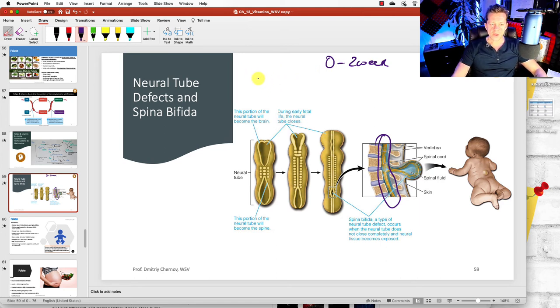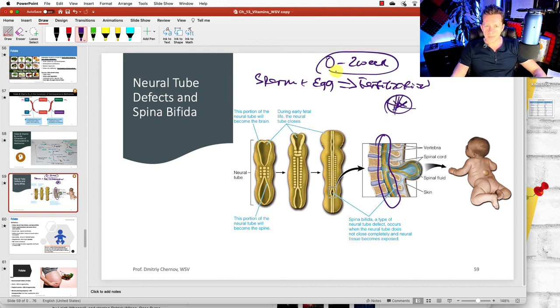fertilization, fusion, right? So let's say sperm plus egg, right? Leads to fertilization. And after the fertilization, there's this first cell. So within this time, if the person is deficient with the folate, that can lead to this problem. So that's why it is very imperative to have a certain level of the folate in the body to prevent that. Doesn't really mean that you can prevent that, but it is possible to prevent that.